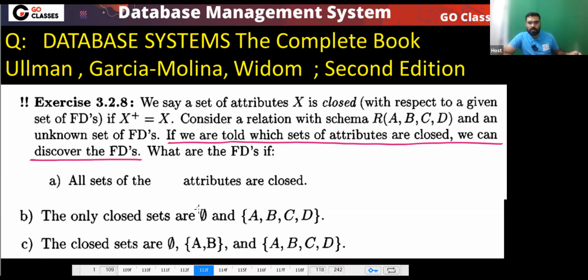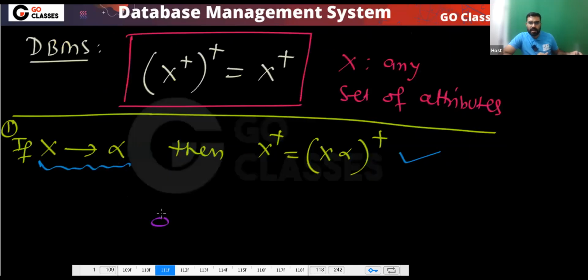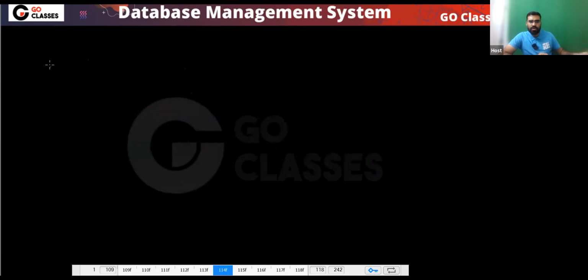You don't have to worry about the empty set, because the empty set cannot determine anything. The empty set can only determine the empty set; it can never determine something else. So of course it is closed, right?